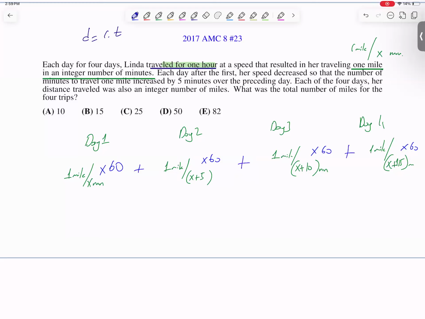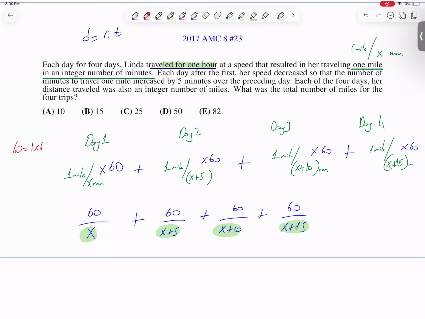Now we get the distance for each day, and then we're going to add them up. The total distance will be an integer. In the first one, we have 60 over x, which is an integer. The second one is 60 times 1, which is 60 over x plus 5. Next is 60 over x plus 10, and then 60 over x plus 15. Since these are integer values, the denominators must be divisors of 60. We can try from the answer options, or we can just check the divisors of 60.